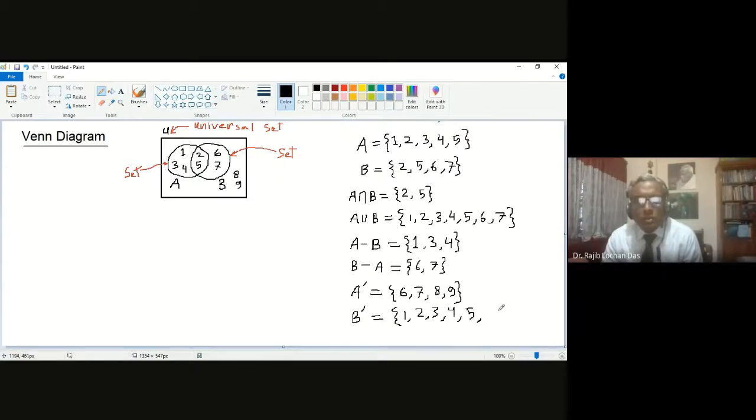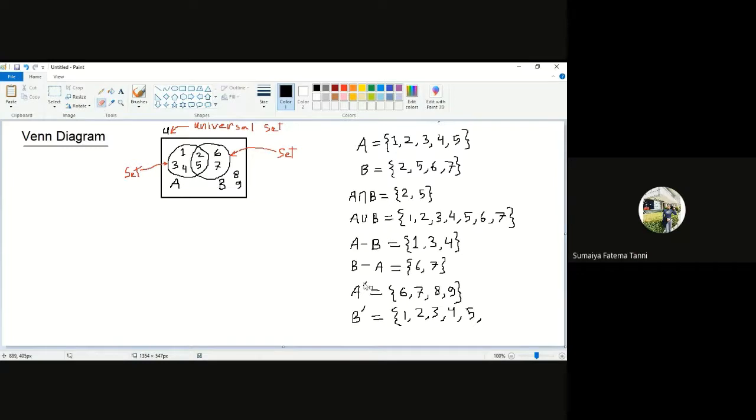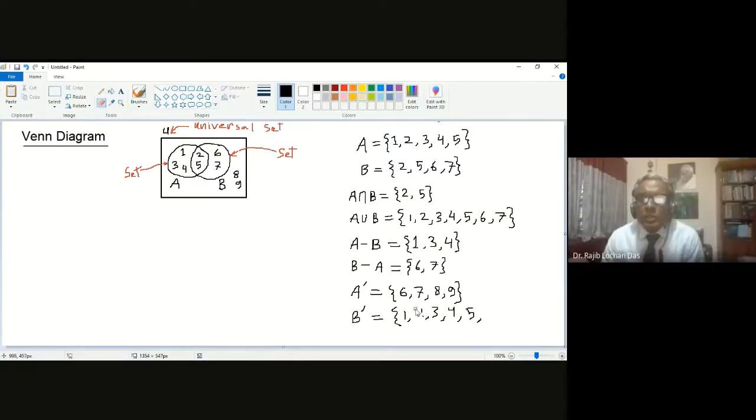Because 2 is under the B. You are right. So 2 is already there, so we cannot take 2. So out of B, that means 1, 3, 4, 8, 9. It is correct.